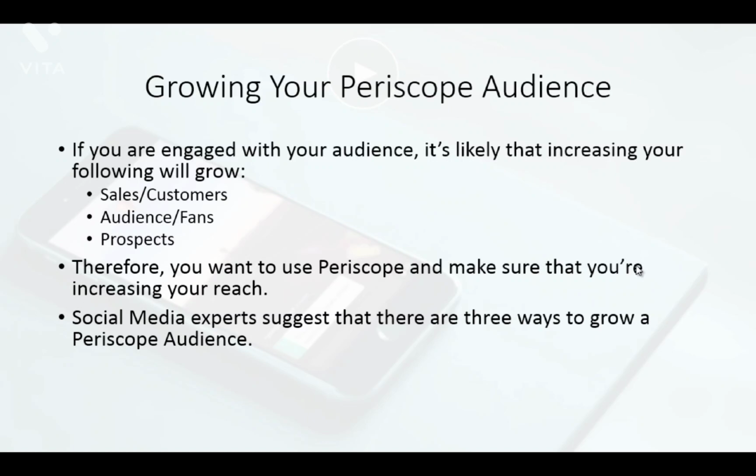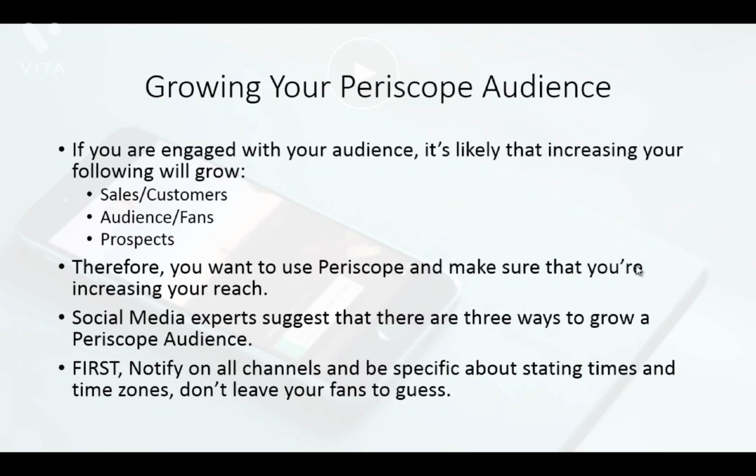Now, social media experts suggest there are 3 basic ways to grow a Periscope audience so that you get these benefits. First, you want to make sure that you're notifying everyone on all of your social media channels. And when you do that, you want to be specific about stating times. So in other words, if your broadcast is at 1 p.m. Eastern Standard Time, make sure that you state it in specific time. Make sure that you state it in Eastern Time or Mountain Time, or all of the various times that people are going to be visiting you around the world. In most cases, you're going to want to make sure that you mention the GMT time.